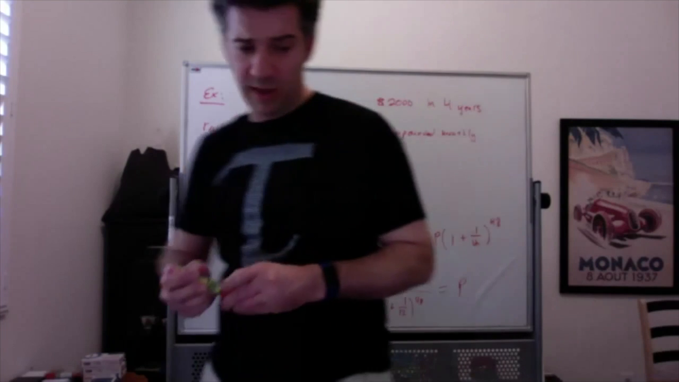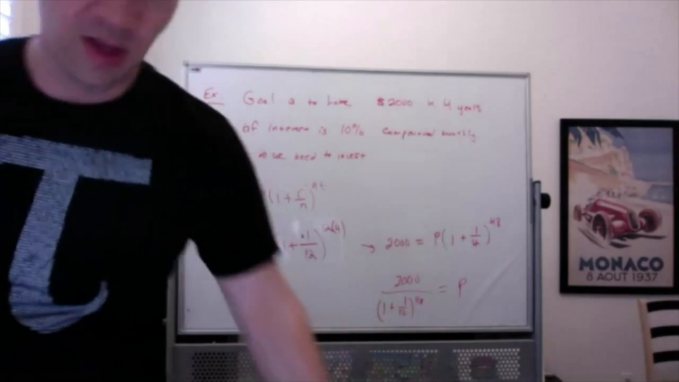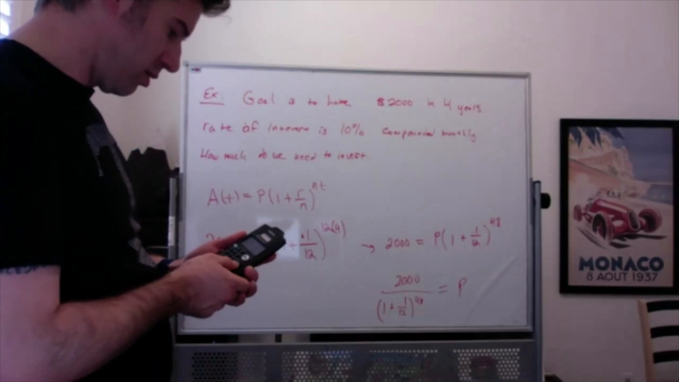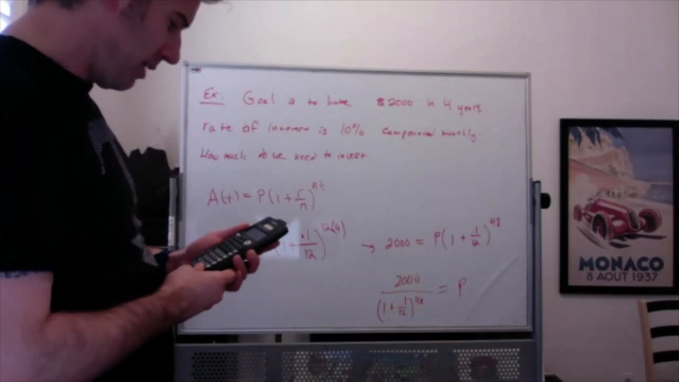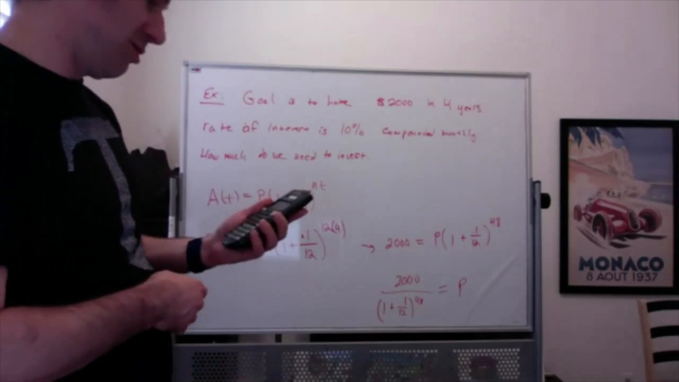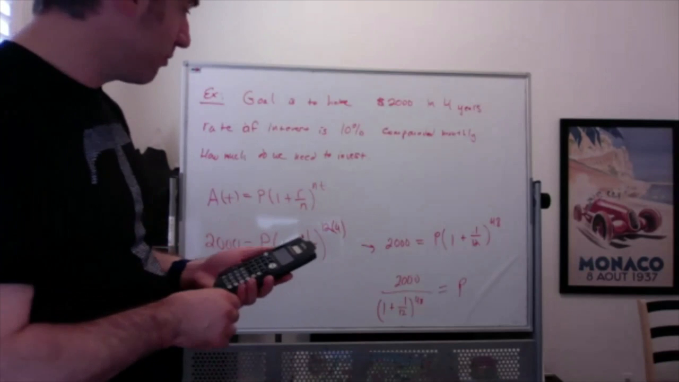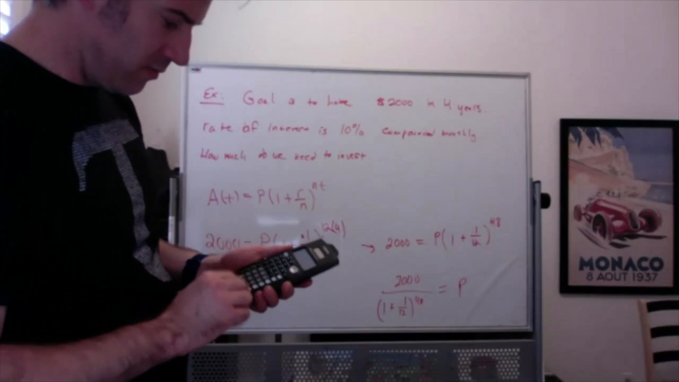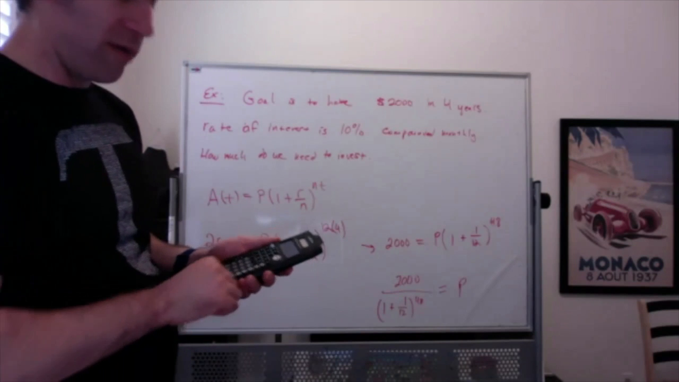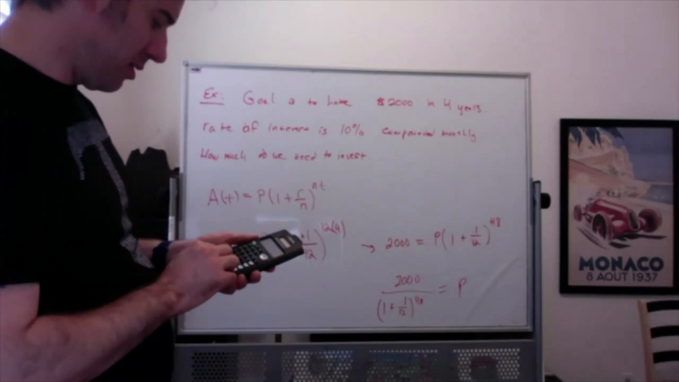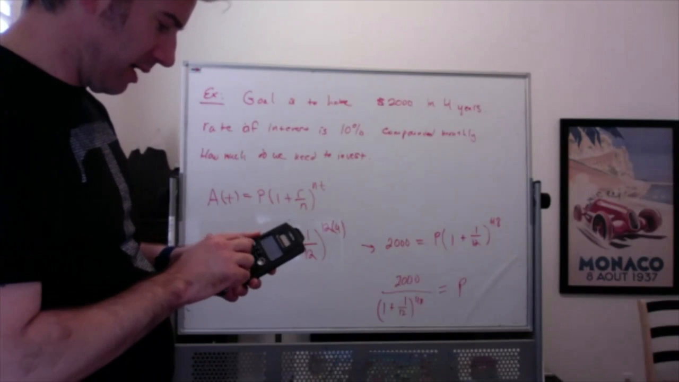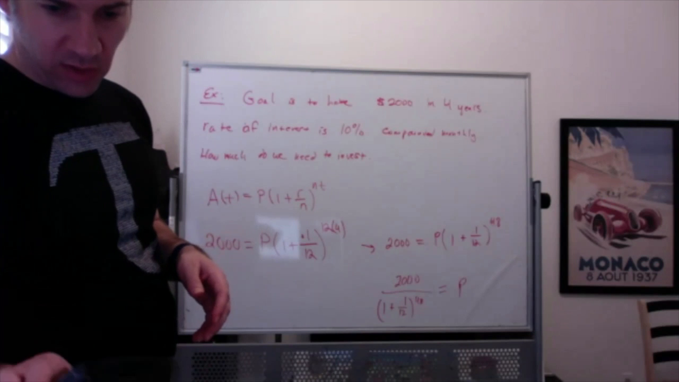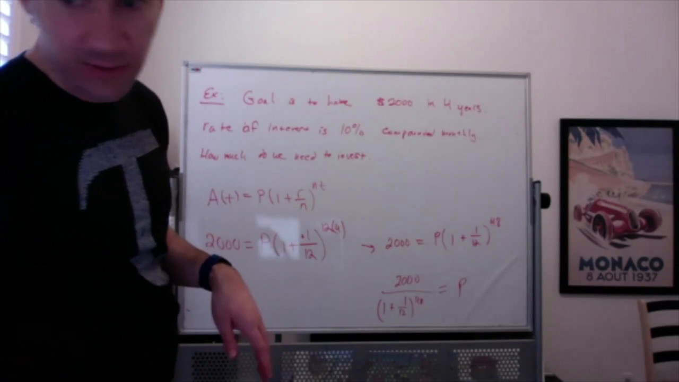And the way I would do that with my calculator is I would first do the bottom. So I would say, okay, 1 plus 0.1 divided by 12. That's going to be about 1.00833333 forever. Then I'm going to raise that to the 48th power. That's going to give me about 1.489. And then I'm going to do 2,000 divided by that answer. And I'm going to get $1,342.86.